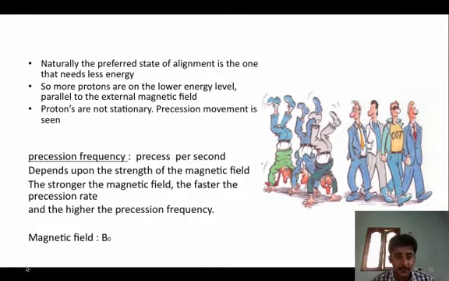So this is the precession frequency. It is nothing but the precessions per second. That means the revolutions made about the line of magnetic field by a proton per second. So it depends on the strength of the magnetic field, which is given by the Larmor equation: omega naught is equal to gamma B naught.